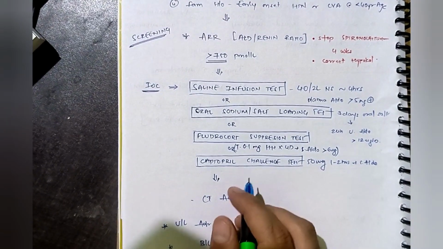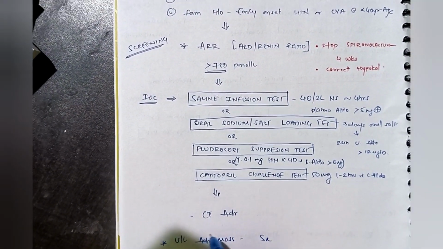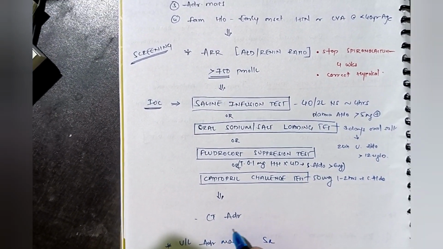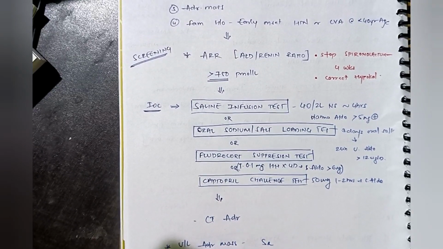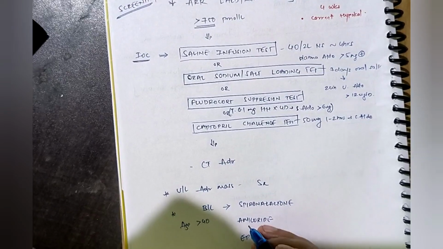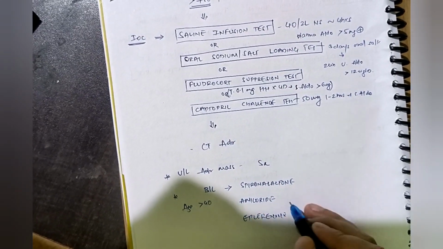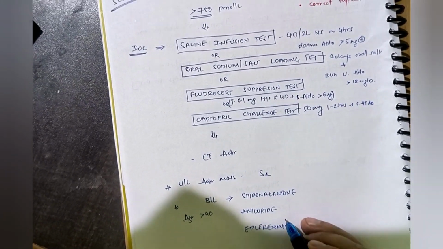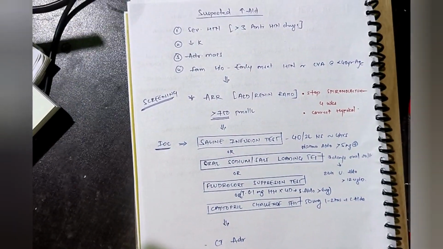Okay, now after the test is positive, you go for a CT abdomen, that is of the adrenal glands, and you decide. If it's unilateral, you go for adrenalectomy. But if it's bilateral, or the age is over 40, or the surgery is not feasible, then you start on drugs like spironolactone or even eplerenone and amiloride. So this is the approach. Thank you.